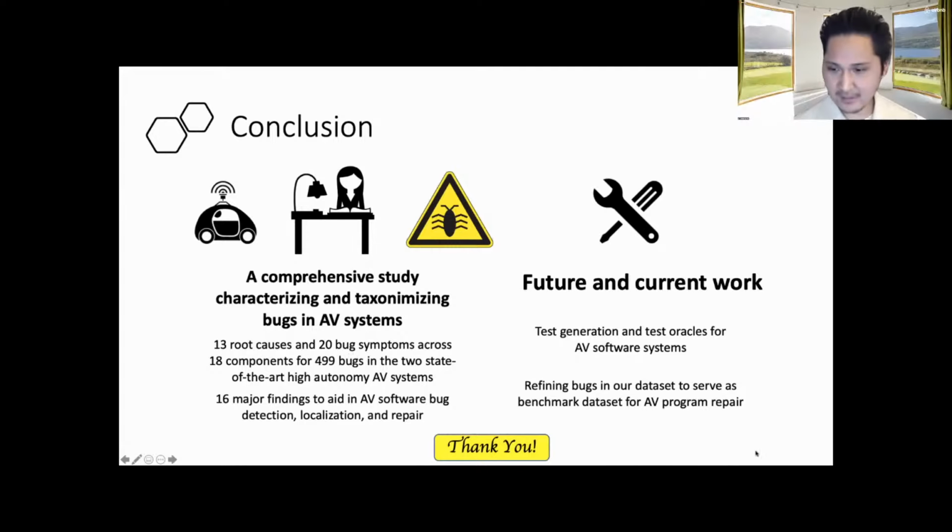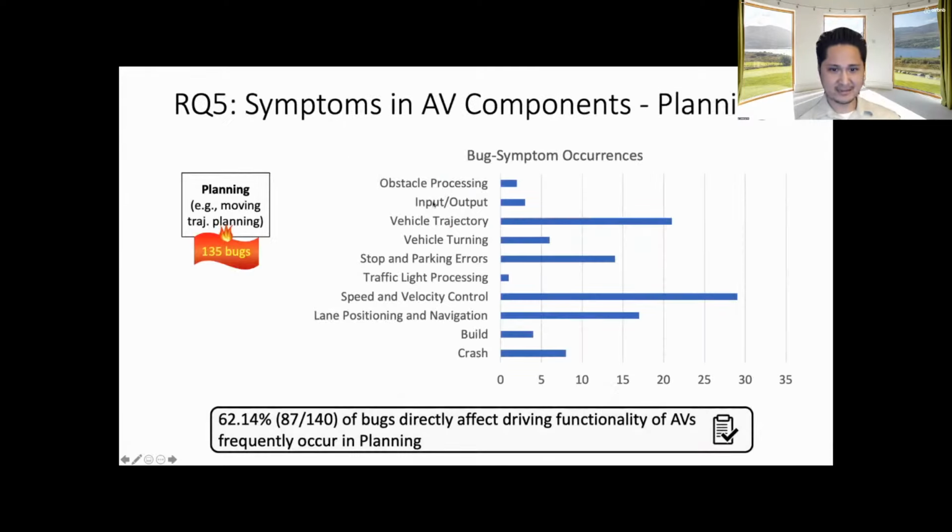That's a great question. In fact, what you'll find is that a lot of them are. If I go back to the previous slide, for example, all of these bug symptoms in planning, an overwhelming majority of them have to do with the actual driving functionality. A lot of them involve, for instance, stopping at the wrong time or even crossing the intersection at the wrong time. So a lot of them do potentially result in crashes. And by crashes, I mean crashes of the vehicle itself, not of a particular component.